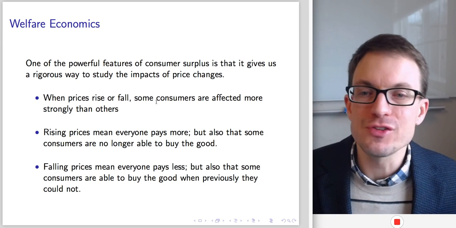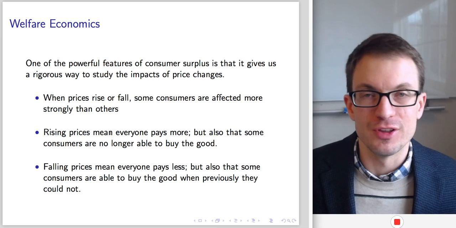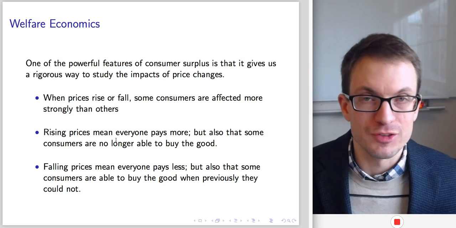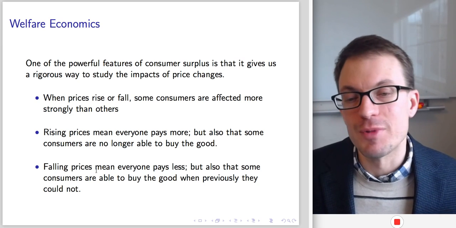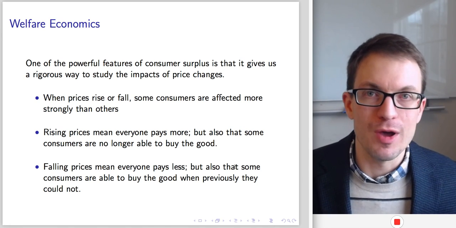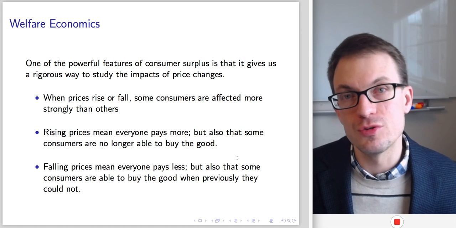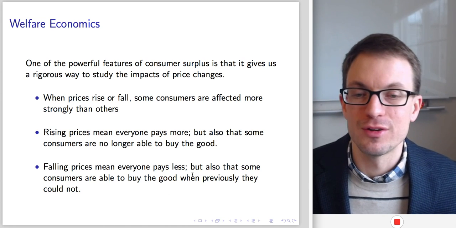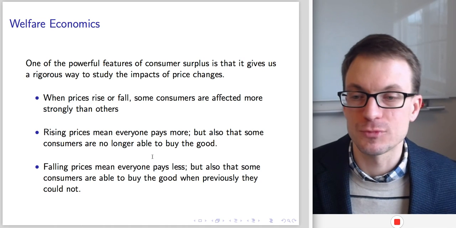When prices rise or fall, some consumers are affected more strongly than others. Rising prices, of course, means everybody has to pay more, but also some consumers are priced out of the market, like some people are no longer able to buy the good. Falling prices mean everybody pays less. Consumers like lower prices, but people aren't affected the same way. There's a difference between somebody who is in the market and now gets a better deal versus somebody who previously could not afford to buy the good and now has access to it, right? There's a big difference there, especially from the standpoint of efficiency, which I'll talk about a little later.